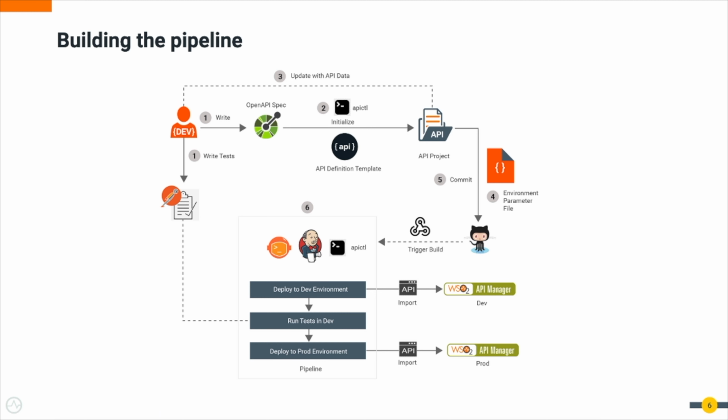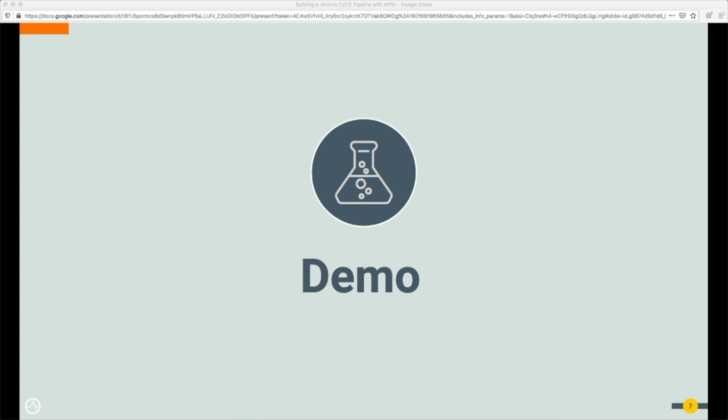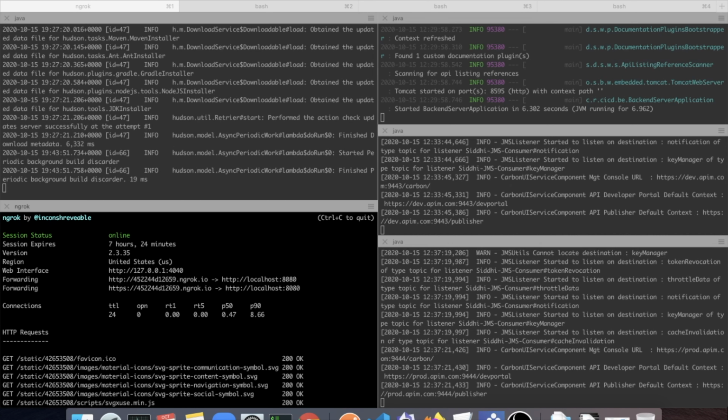Then the pipeline will start to run, deploying artifacts to the dev environment. Then upon success, running and asserting the test script. And finally, if all goes well, deploy to production. We will see the demo next. So let's see the demo.